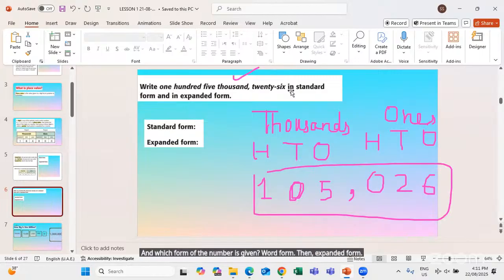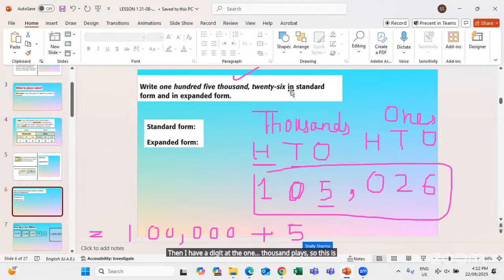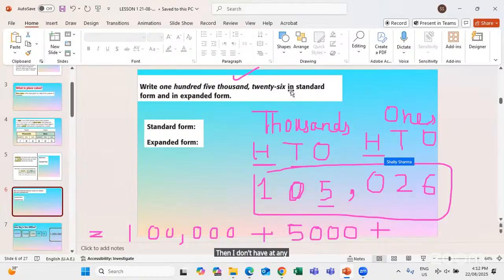Expanded form is, we have this 100,000 place, so I will write that first. So 100,000. Then I don't have any 10,000. Then I have a digit at the 1,000 place, so this is 5,000. Then I don't have any digit at the 100 place in the ones period, but then I have two tens, which is 20 plus 6. So this is the expanded form.